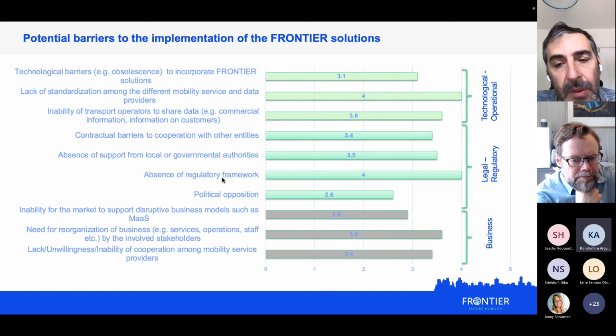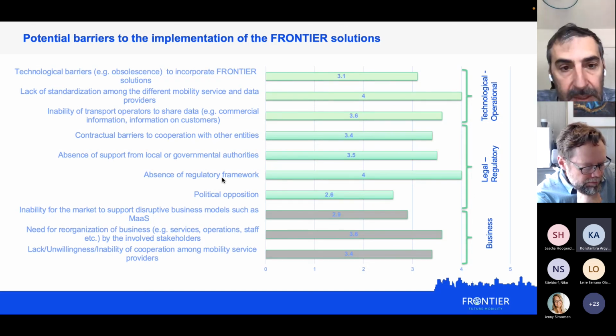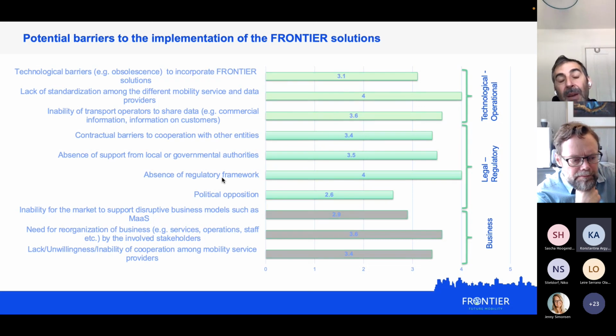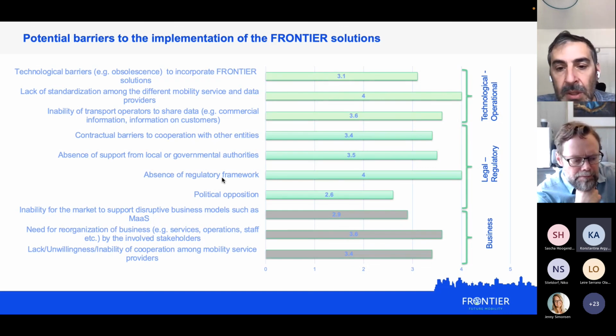And as you can see, the most important ones, especially from the technology point of view, was the lack of standardization in terms of the different mobility service providers and the data they use. And again, this is something that through the project we have seen from the data sources that we have available, and we have tried to provide a novel way of harmonizing this data through data graphs and allow this sort of integration of data. From the legal side, at the moment, there are no regulatory frameworks in place to support this multi-stakeholder collaboration. So again, this is something that needs to be looked after.